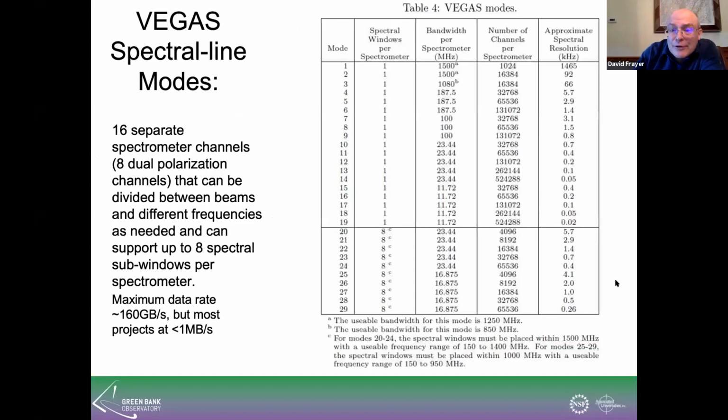Okay, this is also all the Vegas modes. I'm not going to go through them. We have a bunch of modes. There's a little overlap in some of their capabilities, but we do have 16 separate spectrometers. They're broken up into 8 dual polarization channels, 8 banks like A, B, C, D, E, F, G, H, if I did my alphabet right.